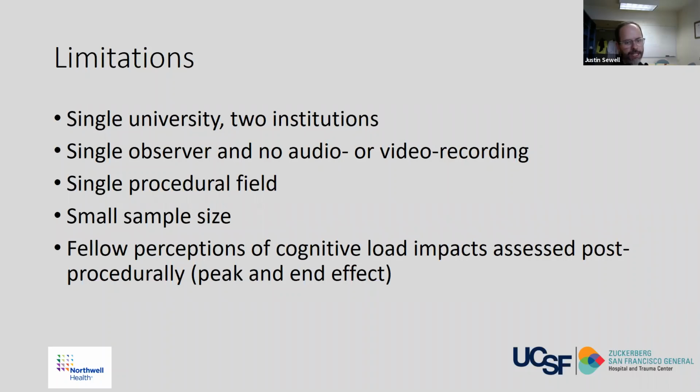Sure. So there were numerous limitations of this study, which the medical education editors did want me to pontificate on extensively. It's the longest limitations section I've ever written. We did this at a single university and only 2 institutions. I was the only observer, and I neither audio recorded nor video recorded, so it's all taking it on faith that I can keep track of everything that was happening. But as someone who's done endoscopy for almost 13 years, I felt that I could. Again, we did this in a single procedural field, and in fact, a single kind of procedure.